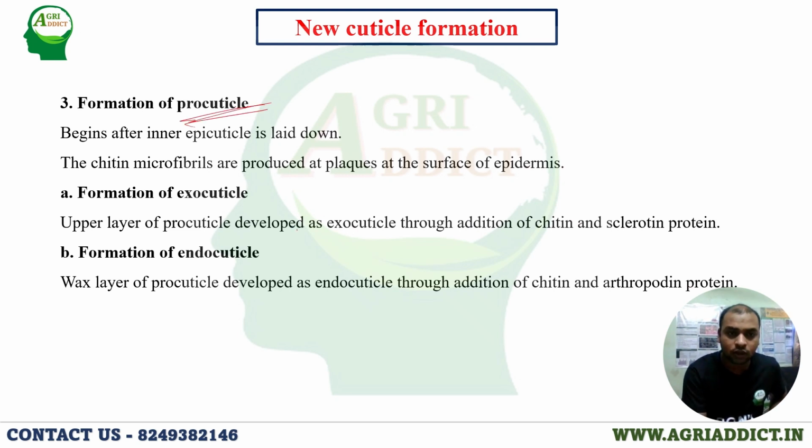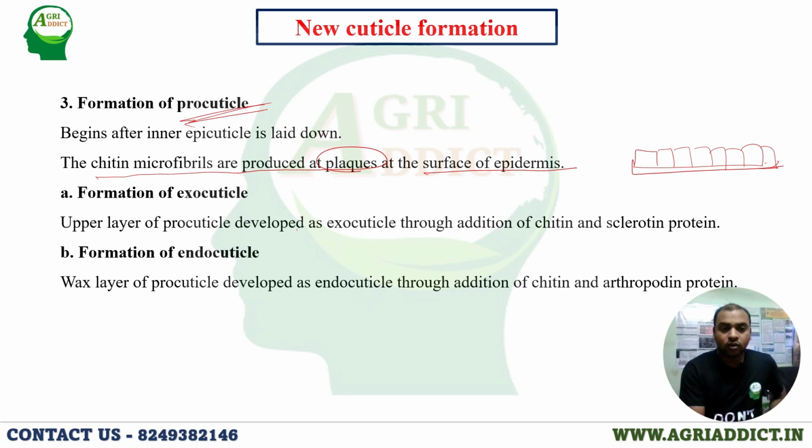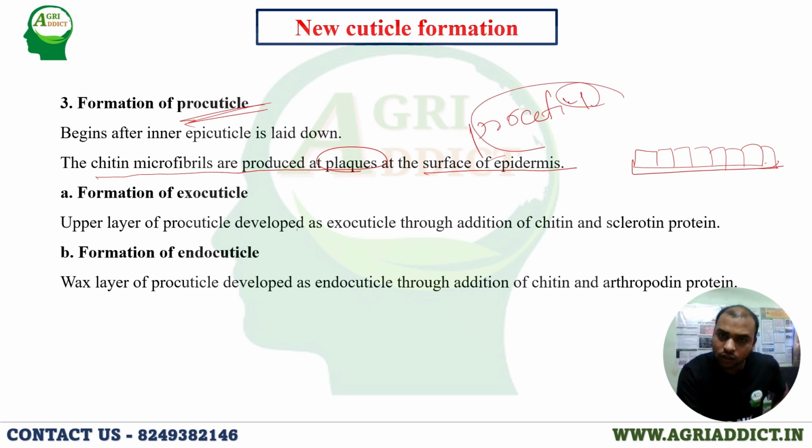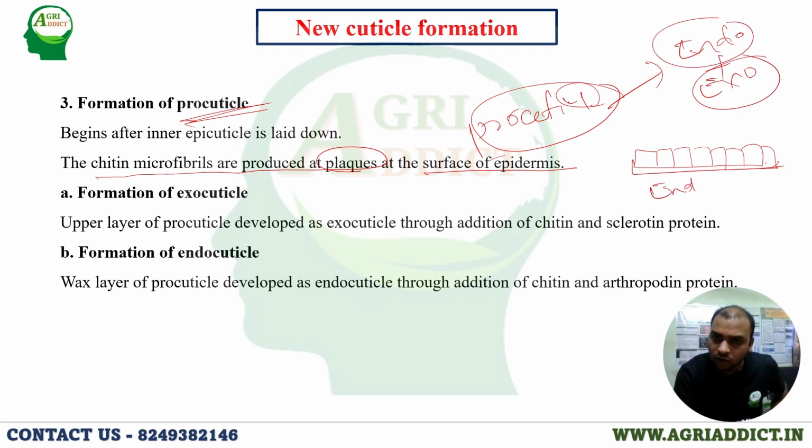What is the formation of procuticle? The chitin microfibrils are produced at the plaques at the surface of the epidermis. So this is the surface of the epidermis, and there will be chitin plaques. This is called procuticle. I have told you, procuticle means what? This is the combination of endocuticle and exocuticle. As you know, endocuticle is formed by chitin plus arthropodin, and exocuticle is formed by chitin and sclerotin.